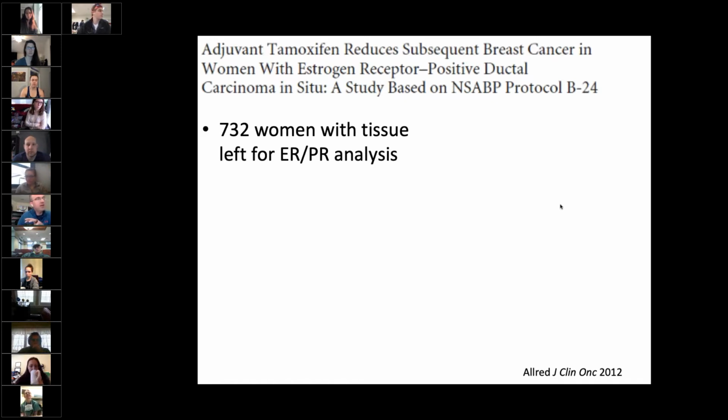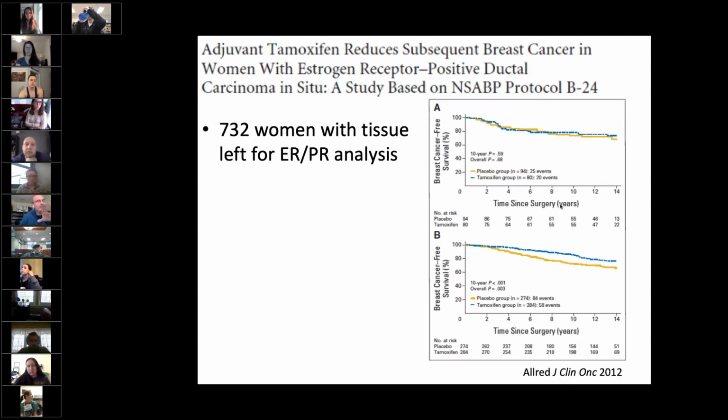So this is an analysis of the B24 population who had tissue that was stained for ER receptors. This trial was done before we stained everybody for ER receptors, so we didn't have that information on all 1,800 patients, but these 700 women, we did. What these KMs represent is the top one is women who were ER negative, the bottom one is women who are ER positive. And you see that all the benefit is in the ER positive group. So for ER negative women with DCIS, tamoxifen does not help. For ER positive women with DCIS, it does help. Okay, make sense? Everybody following me?